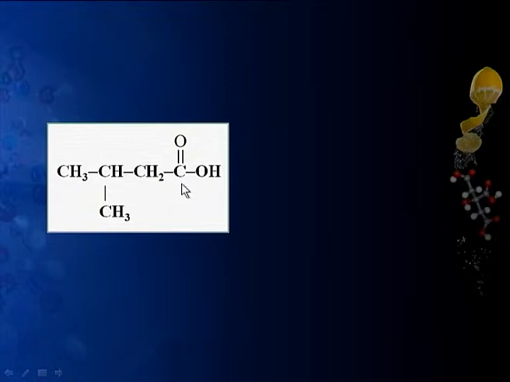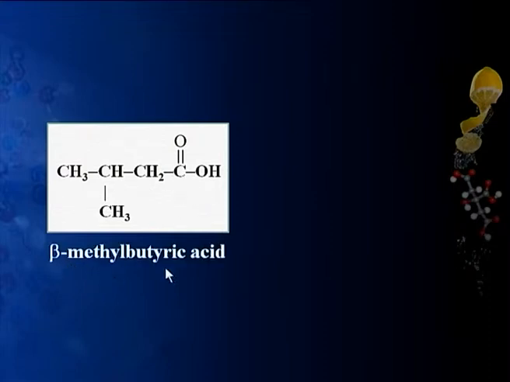Suppose this is the acid. This is a 4 carbon acid, 1, 2, 3, 4. Overall there are 5 carbons, 4 carbons in the chain. So it can be considered as a derivative of butyric acid. Now this methyl group is attached at this carbon, which is alpha, beta. So this compound is named as beta methyl butyric acid. Let's take another example.